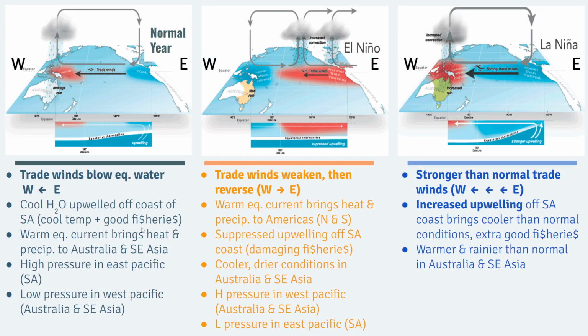Before we talk about an El Nino or La Nina event, I just want to review the conditions that happen during a normal year or during the normal conditions. Normally we have trade winds that are going to blow from east to west in the equatorial region, and this is going to move the warm surface water of the oceans towards the west.